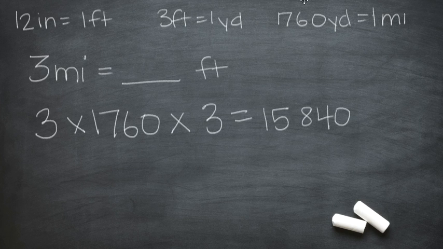Okay, and that gives us 15,840. So 3 miles is the same distance as 15,840 feet. So that's just a few examples of converting within the imperial system.